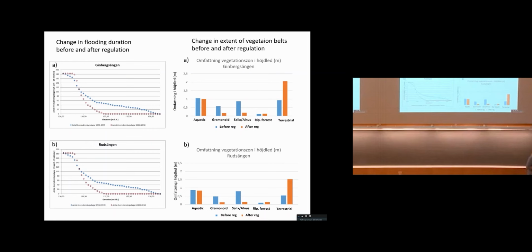And when we look at the extension of those belts before and after regulation, you can see that the flow duration curves look quite different before, obviously, regulation. So now, after regulation, we either have plots that are flooded a long time or not flooded at all. And this has an effect. You can see that the Graminoid and the Salix zones are very much diminished after regulation. The orange ones are after and the blue ones are before comparisons.